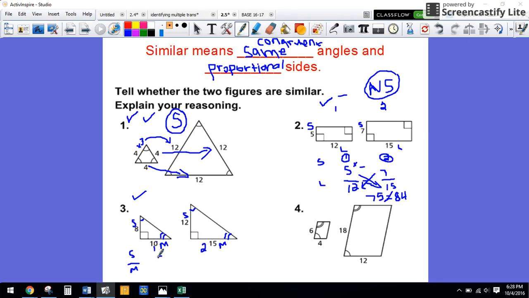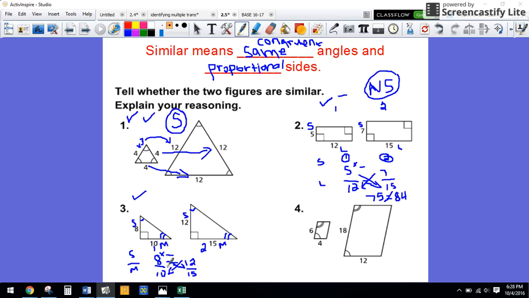So I've got 5 over 10. I'm sorry, 8 over 10. So I've got 8 over 10 equals 12 over 15. And again, I made sure that my shorts all went on top and my mediums all went on the bottom. And this was all about triangle 1, and this is all about triangle 2. So again, I can't tell what my scale factor is, but another way to tell if they're proportional is to cross multiply.